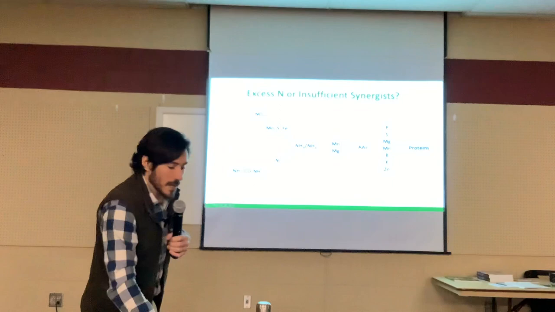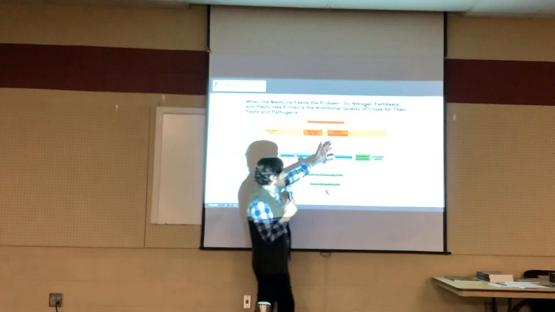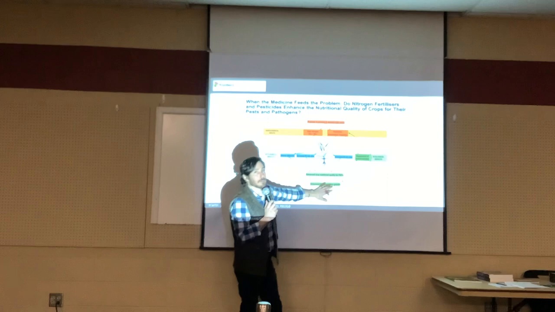Now, what about the pesticides? They also say that our pesticide applications can also lead to an enrichment of amino acids, which ultimately, again, makes the plant more attracted to those insect pests. Now, of course, as you know, pesticides do suppress the natural enemies.